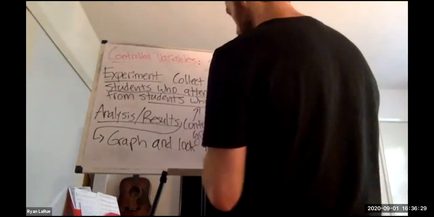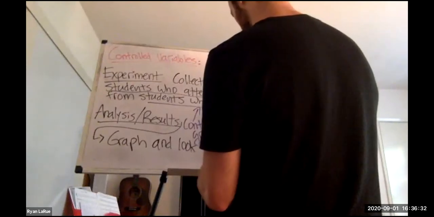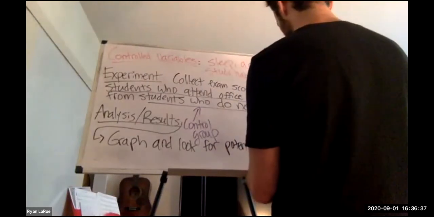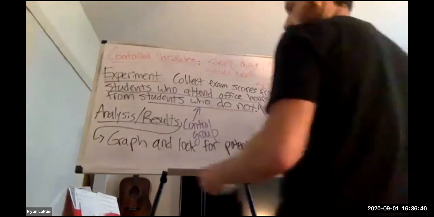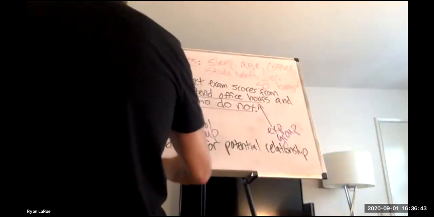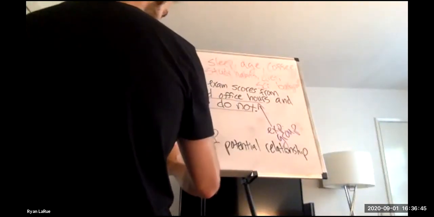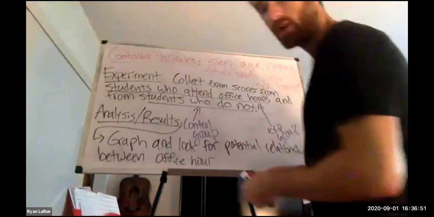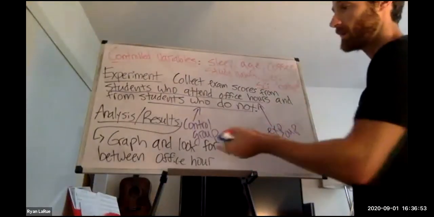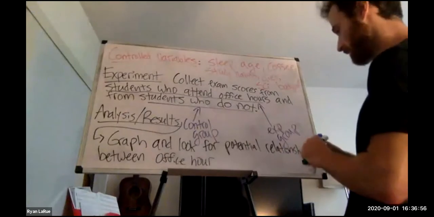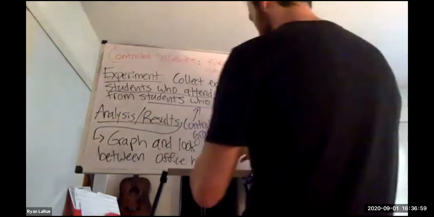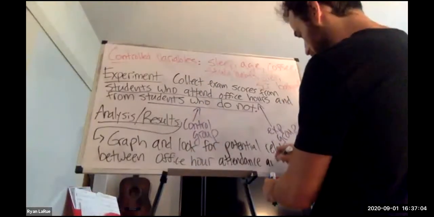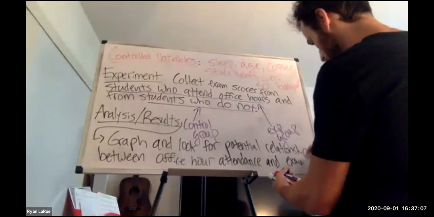So we're going to analyze the data. Look for potential relationship between office hour attendance and exam scores. We want to see if our hypothesis is supported by our data. So we're going to analyze it with a graph.